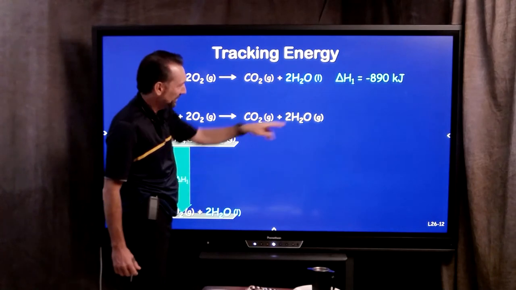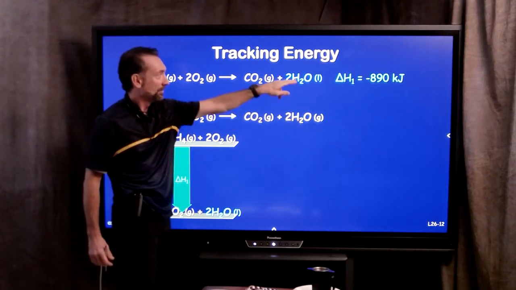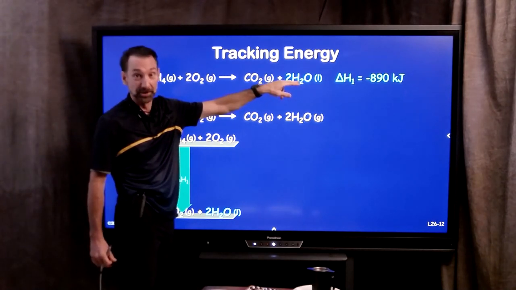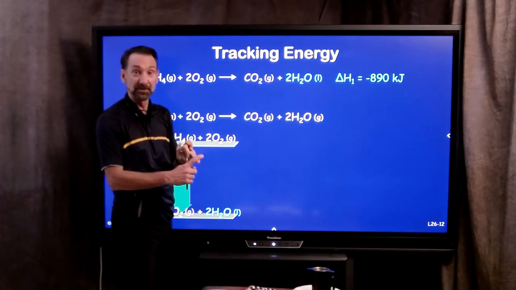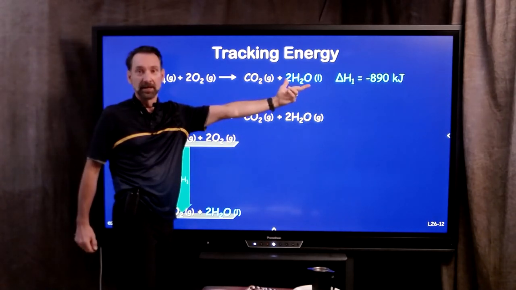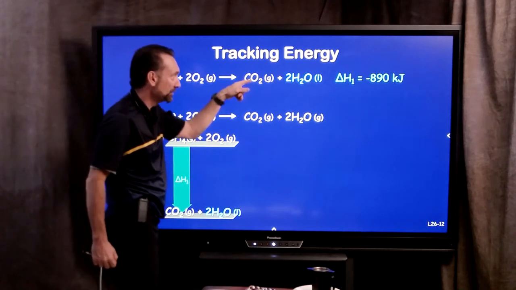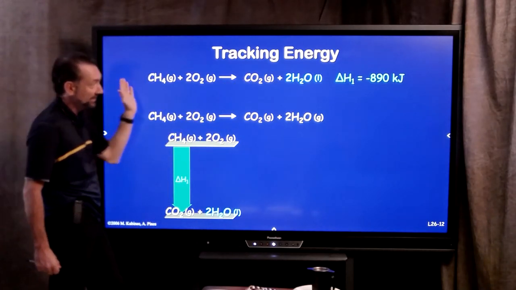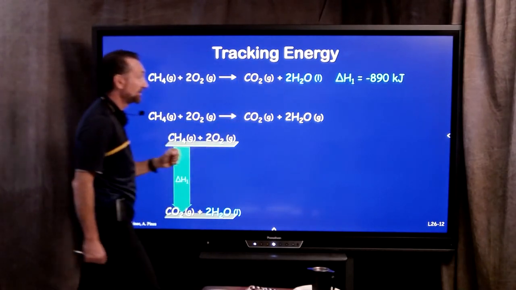Did I say that completely wrong? I think I looked at the gas. Liquid water is the standard state of water. It's one atmosphere pressure and 25 degrees C. That's how you would find water, liquid water, and you would find carbon dioxide as gas, oxygen as gas, and methane as gas. So these are at their standard states.